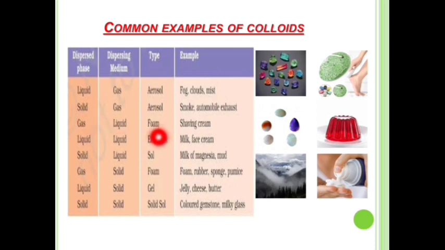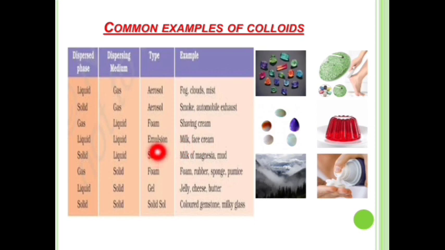Similarly, another type of colloid is foam. Here, the dispersed phase is gas and the dispersion medium is liquid. An example is shaving cream. When shaving cream is applied, in the liquid, the gas is trapped and forms bubbles, and this forms a lather. Lather means foam. Gas as the dispersed phase and liquid as the dispersion medium form the type of colloid that is foam, and an example is shaving cream.